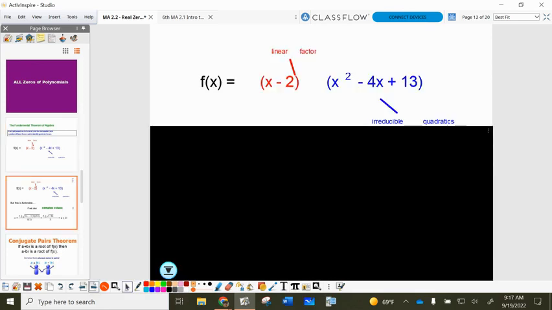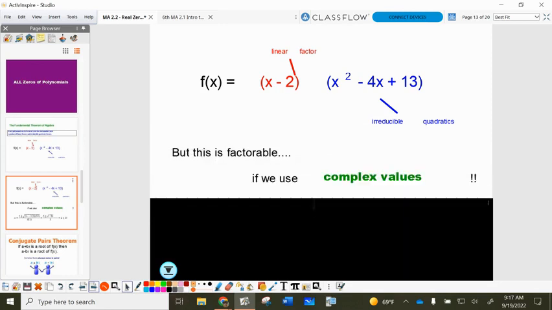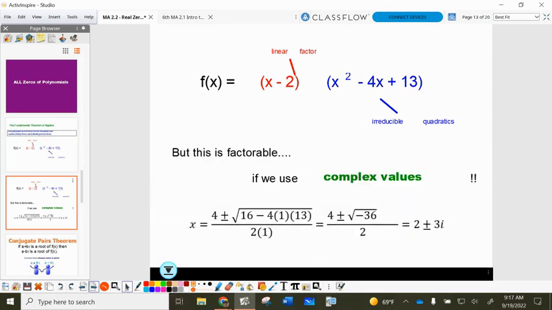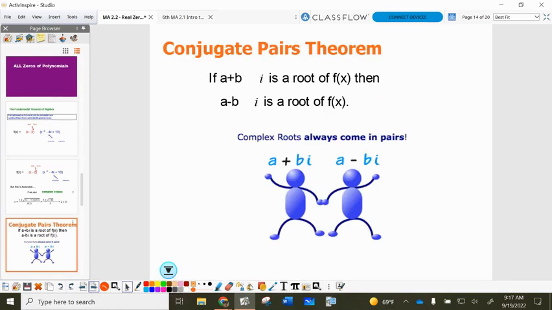All right, so even though we have a polynomial factored like this, we know that that irreducible quadratic actually can be factored if we use complex numbers, right? If we set that factor equal to 0 and use the quadratic equation to solve for it, we would get a complex root, 2 plus or minus 3i. Okay, so that brings us to the conjugate pair theorem that says if a plus bi is a root of a function, then a minus bi is a root of the function. So a plus bi and a minus bi, complex roots always come in pairs. So that's going to be super helpful to us.